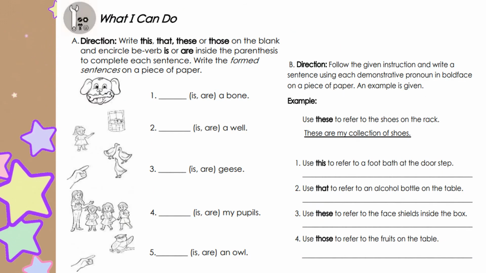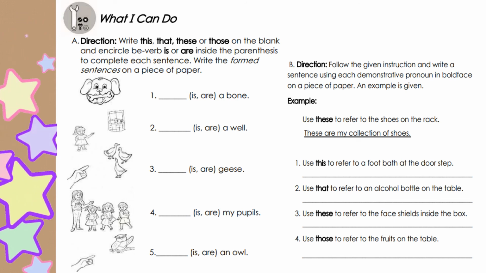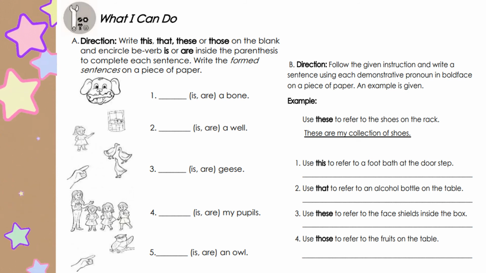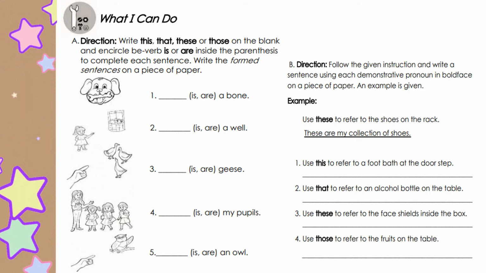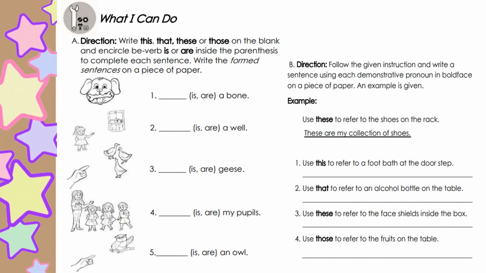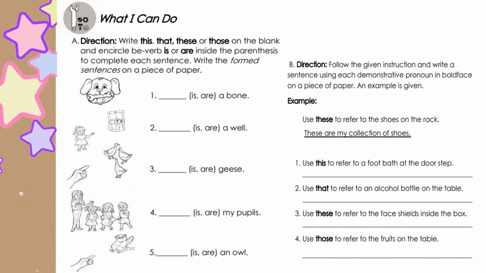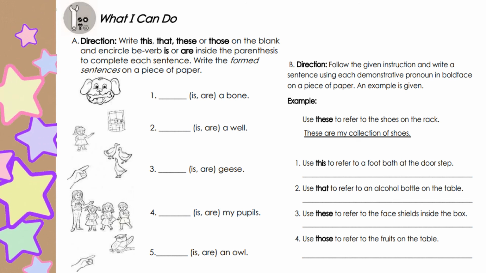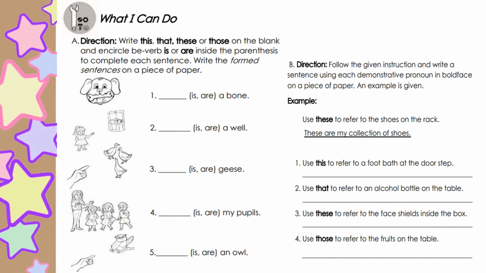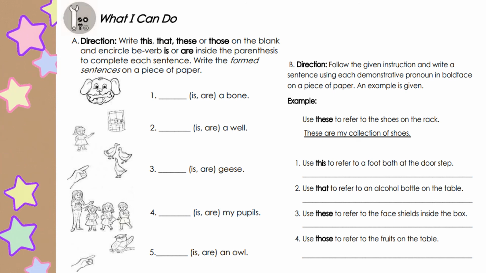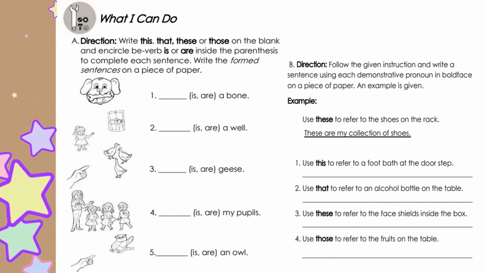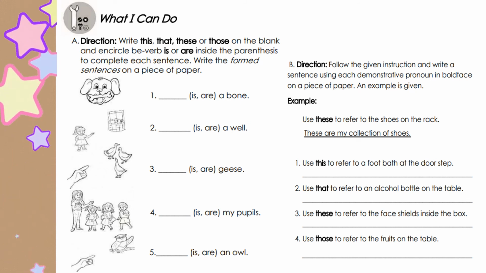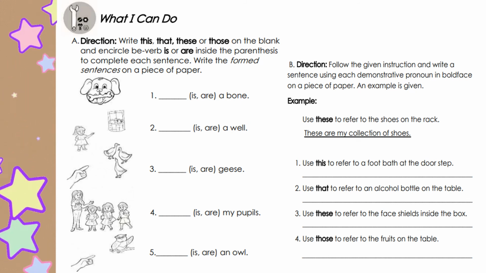For what I can do, write this, that, these, or those on the blank and encircle the be verb, is or are, inside the parentheses to complete each sentence. Write the whole sentences on a piece of paper. Number 1, blank (is/are) a bone. Number 2, blank (is/are) a well. Number 3, blank (is/are) our gate. Number 4, blank (is/are) my pupils. Number 5, blank (is/are) an owl.